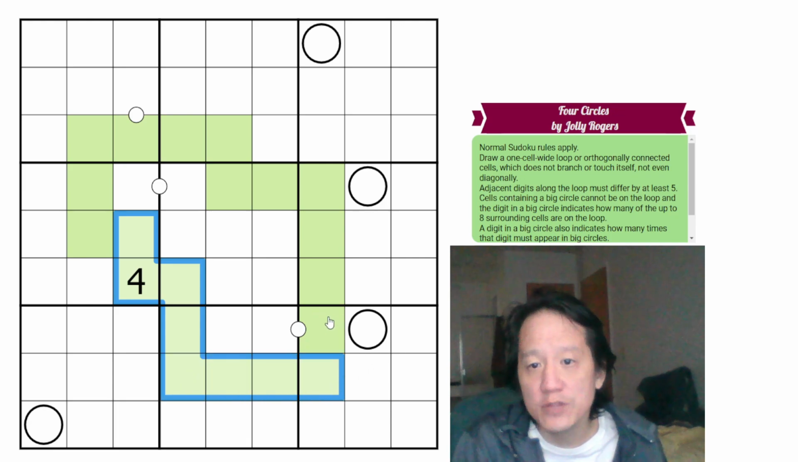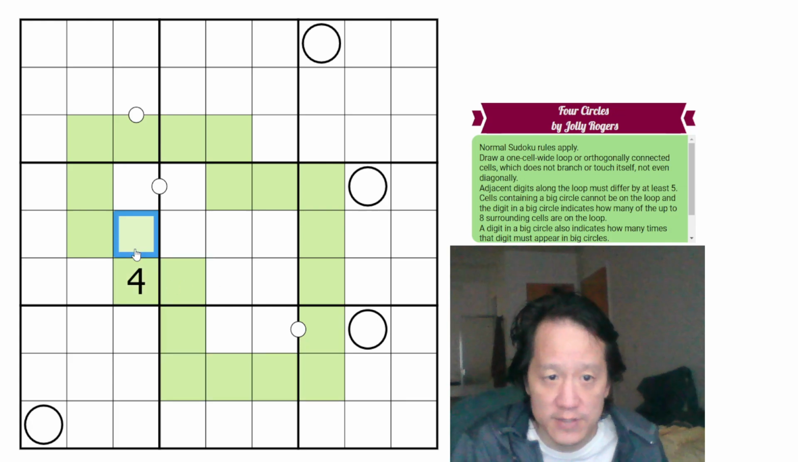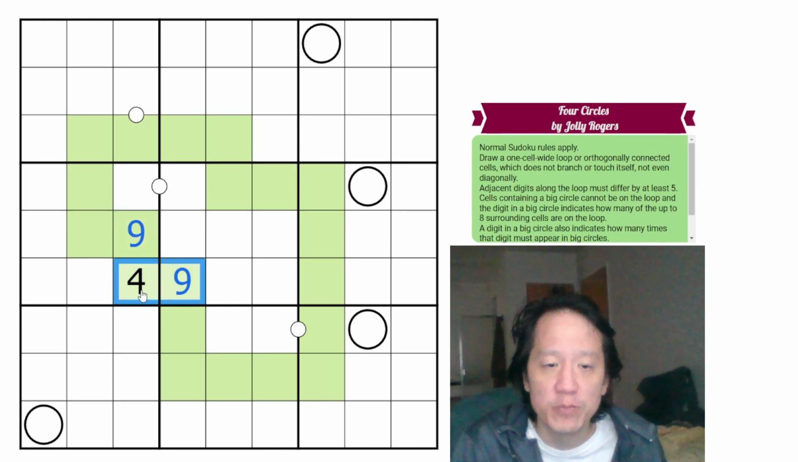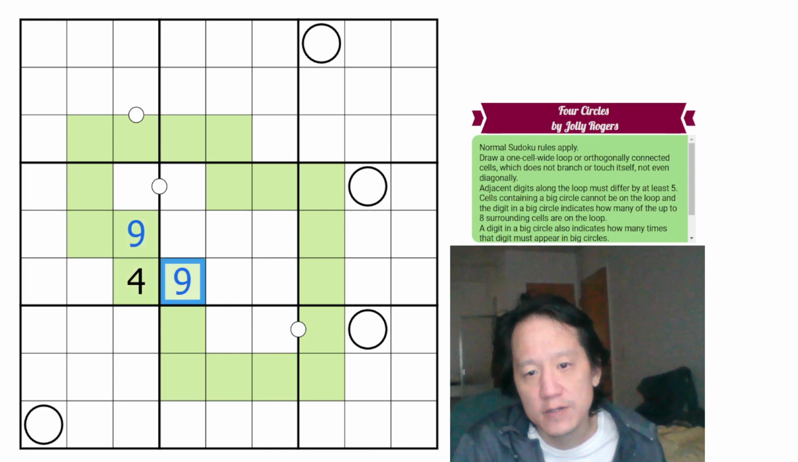Adjacent digits along the loop must differ by at least 5. So this is the German whisper rule. So if this were the loop, this would have to be a 9 and a 9 because adjacent digits must differ by at least 5, and 4 can only be 5 away from 9. So that's an example of the German whisper rule.